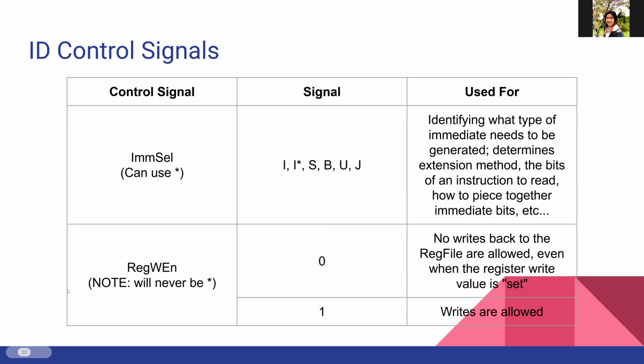So this is a note: this will never be a star or don't care. Why is that? Yeah, one instruction can't do both read and write. We also specifically want to specify whether we're reading or writing. What, were you going to say something?